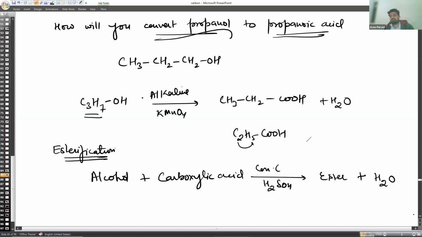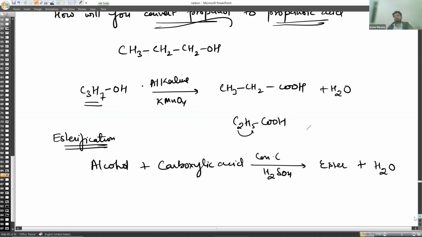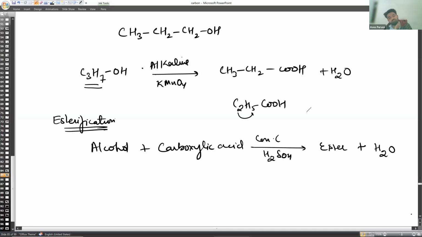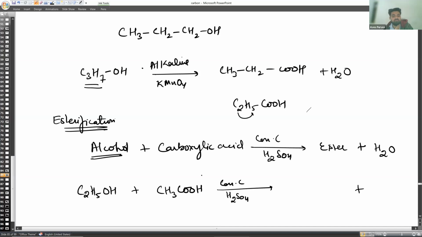Have we done this equation also? So what will we do here? What is alcohol? Like I am taking a 2 carbon alcohol, C2H5OH, and a 2 carbon carboxylic acid, CH3COOH. Then we place it in the presence of concentrated H2SO4, we just add it. This one is ethanol, and this one is the carboxylic acid, that is ethanoic acid.